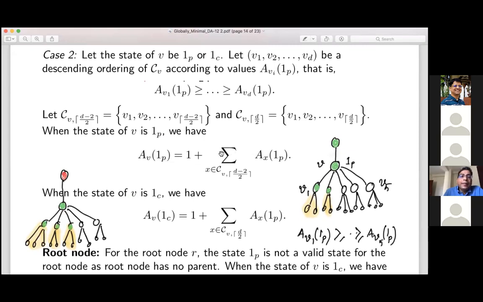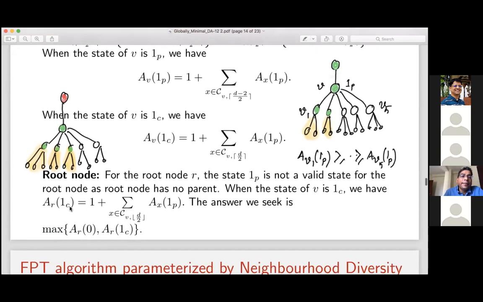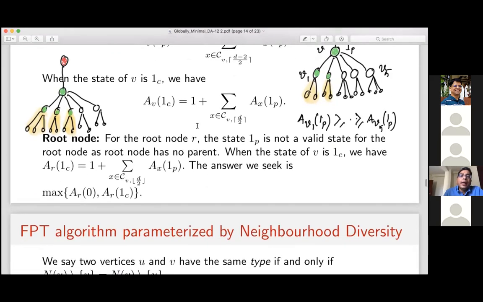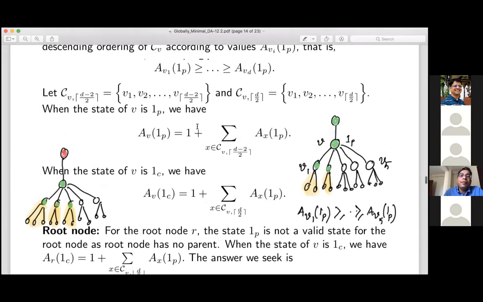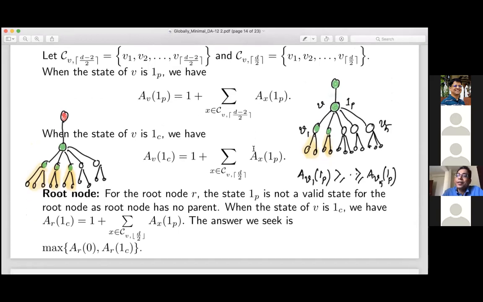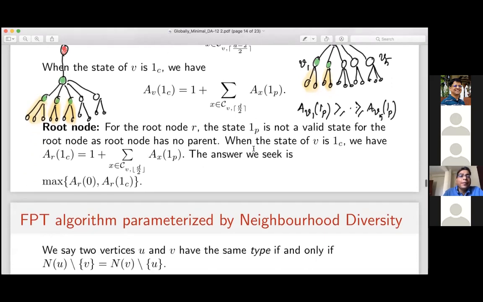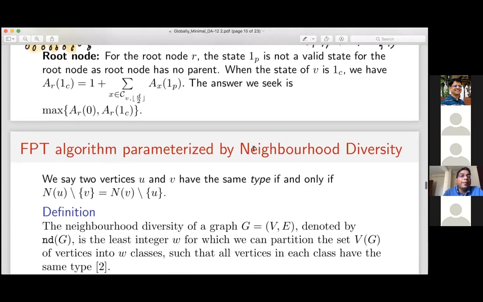Then similarly, I have recurrence relations for the non-leaf node with the 1p and 1c states, and you can see that these are based on the previous solutions for its children. This is how we can solve for all the nodes, and then finally for the root node, and that will give me the solution. I'm not going into the detailed time complexity. It will take order of E log V time, which is a polynomial time algorithm.